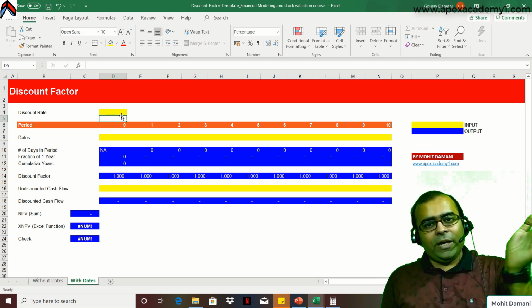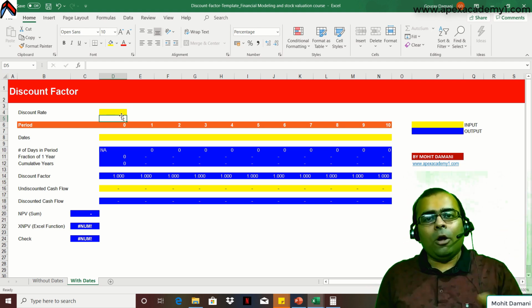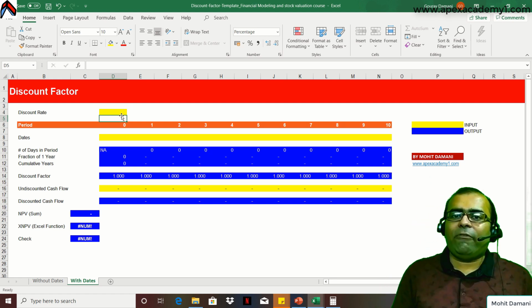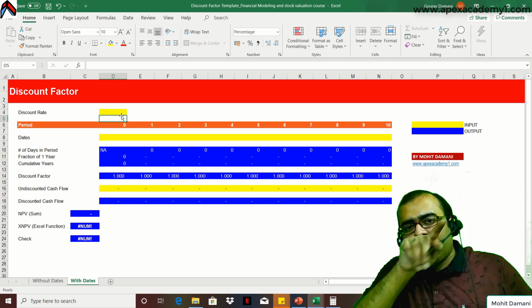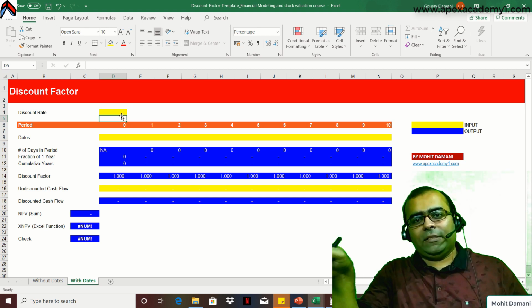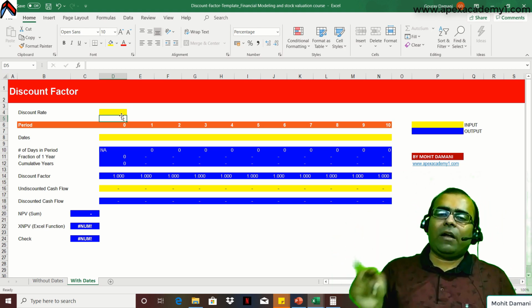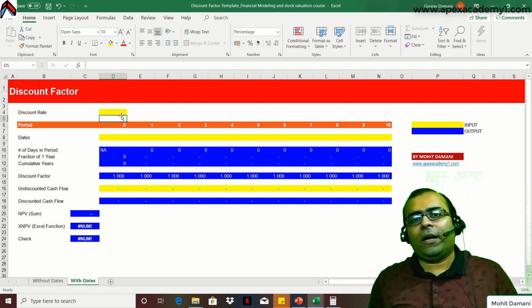If you had solved the same question on the basis of annual, you would have taken 5 years, but this time Excel will not take 5 years. Excel will take 365 into 5 plus 2 days or plus 1 day, depending on the number of leap years that appear, and the one or extra 2 days of interest will also get accounted for.